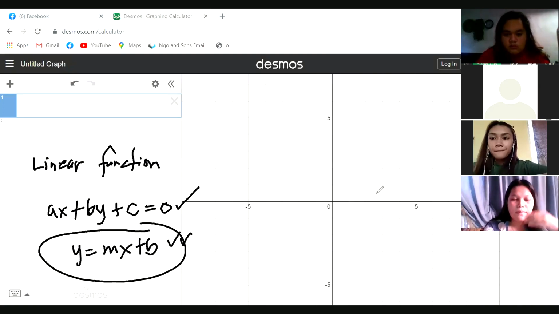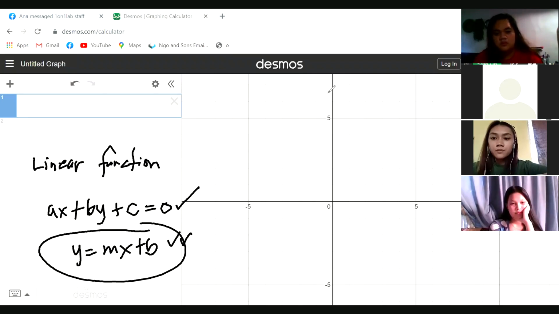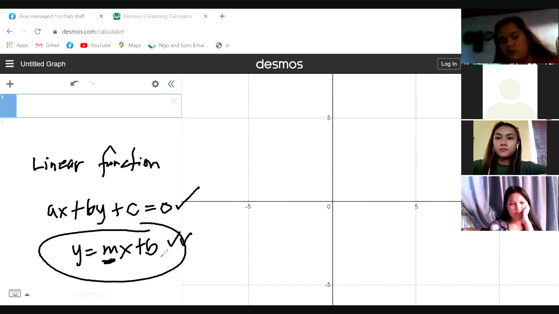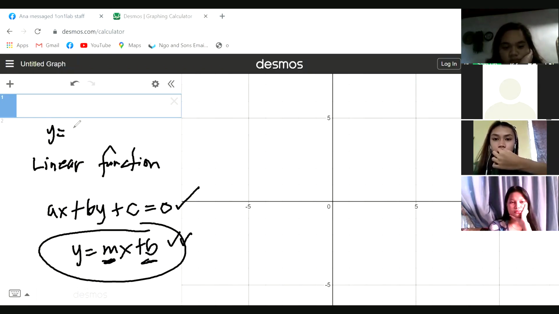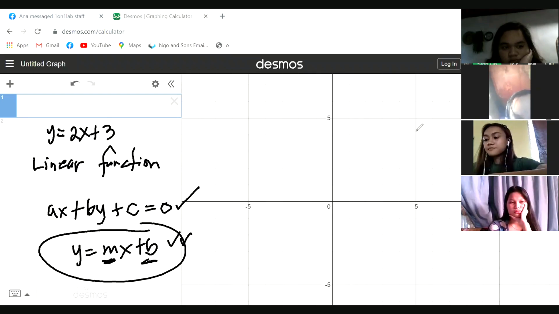And we must see to it that in this form, this m and this b are any real number. Okay? So say, for example, you have a function y equals 2x plus 3.